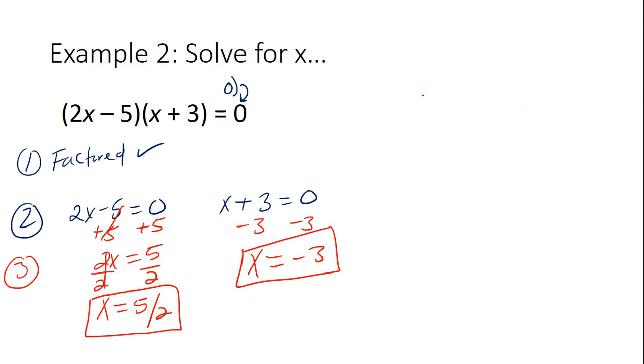Step 4 is to either check on paper or check yourself out loud. So if I plug in negative 3, that's going to make this 0. Is it going to make the whole problem equal to 0? Yes, because 0 times anything is 0.